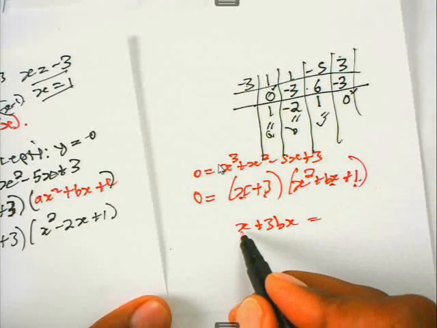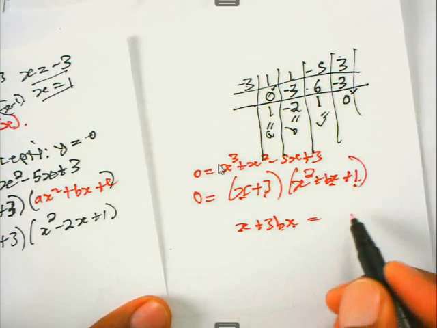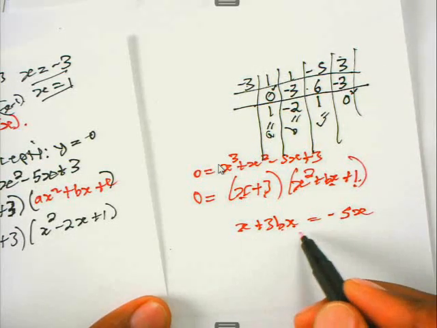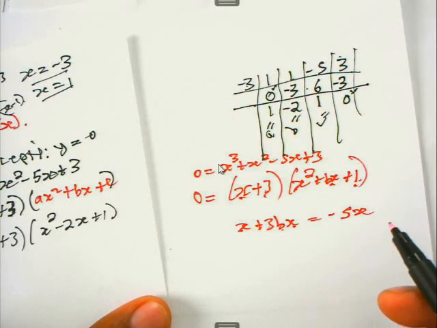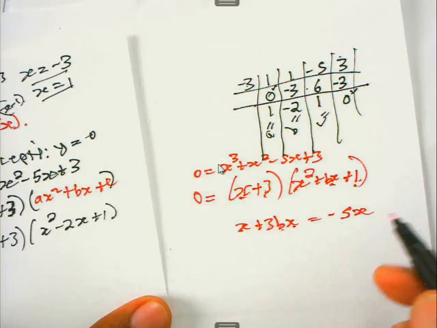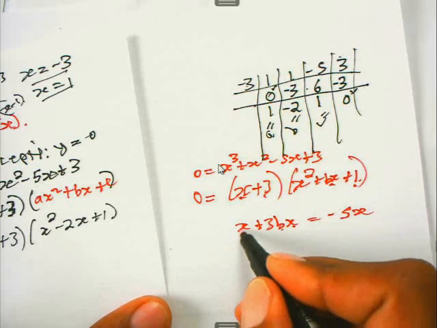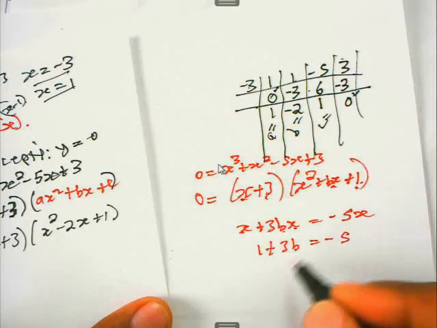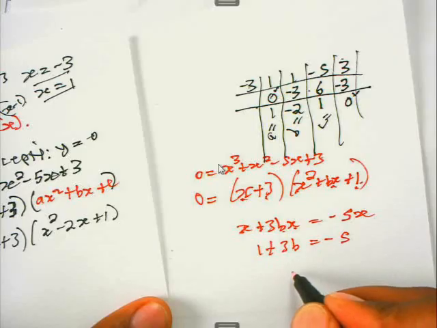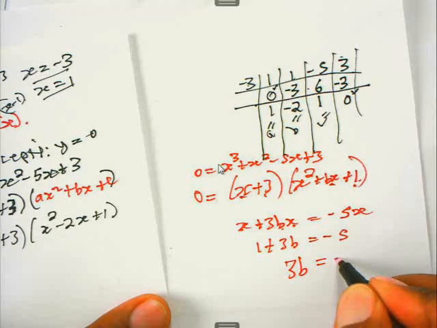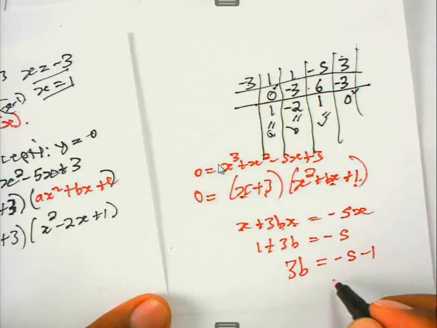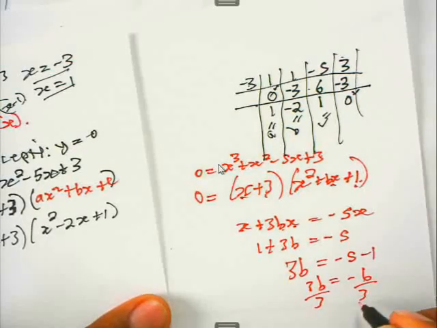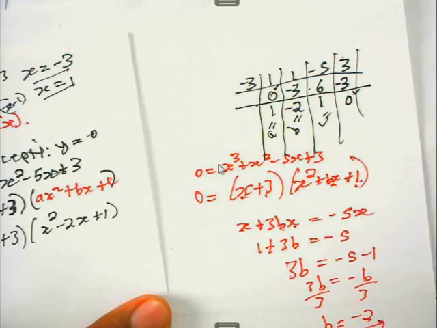Right, now look at this one, it's x plus 3bx. This one must give us minus 5x. Good, when I add this one or minus this one, they must give me minus 5x, because the exponent there is 1. Now from here, it's 1 plus 3b is equals to minus 5. Good, now I can take 1 to the other side. Then I have 3b is equals to minus 5 minus 1. Minus 5 minus 1 is minus 6. That is 3b. I divide by 3, I divide by 3. Therefore b is a minus 2.